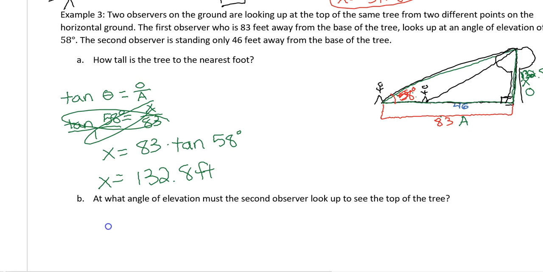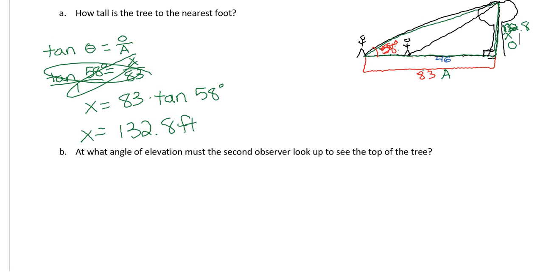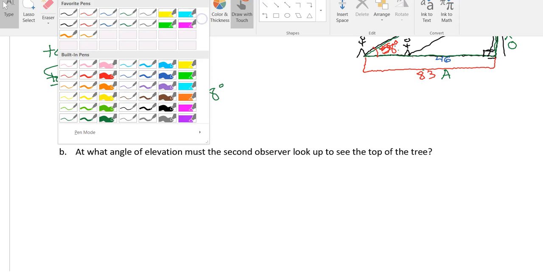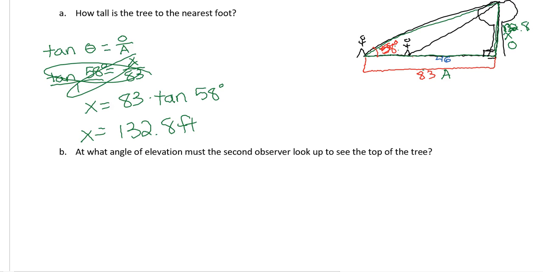Then our second question is, at what angle of elevation must the second observer look up to the top of the tree? Okay, so this is going to be very similar, just kind of flip-flopped. I want to find my angle here. Again, I have my opposite side, but now I'm using 46 as my adjacent side, so I'm going to be using the littler triangle. I'm still using opposite over adjacent, I'm still using tangent. So tangent of theta equals opposite over adjacent.